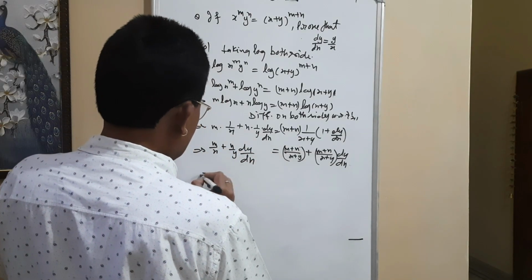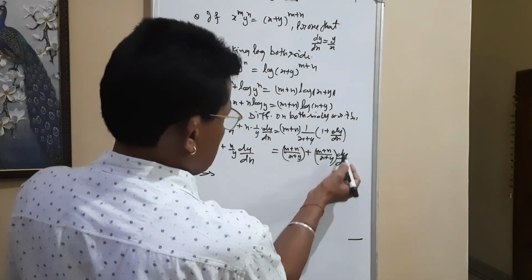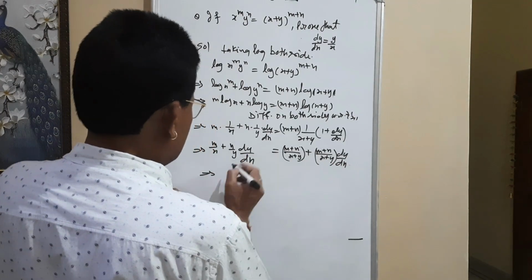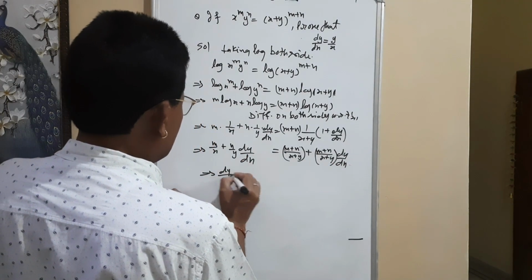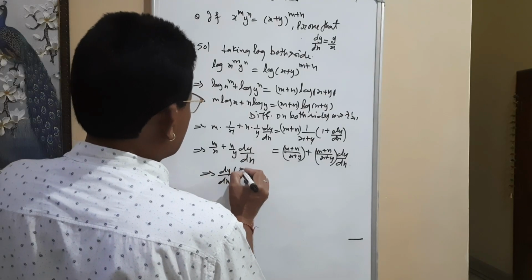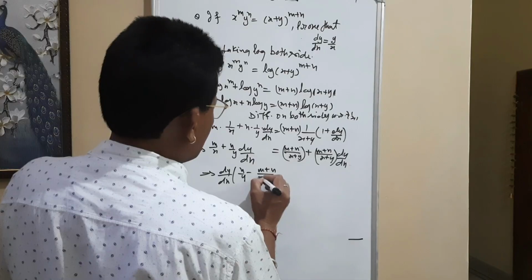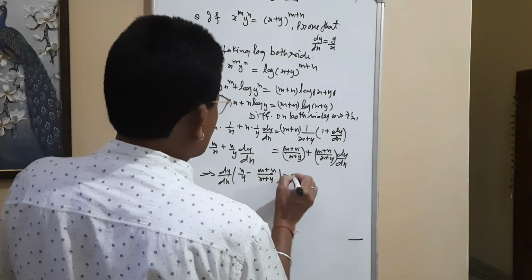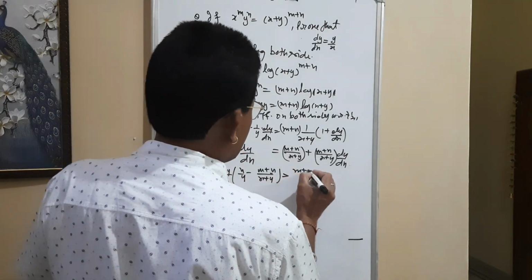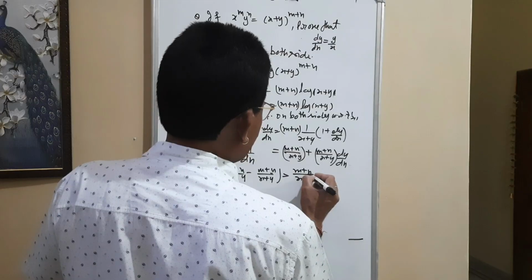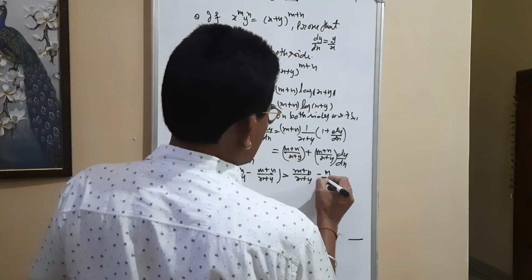My dear student, it is a little lengthy question. I will transpose it from the right side to the left side. It will be dy upon dx, which I have taken common, that will be (n upon y minus (m plus n) upon (x plus y)). It will be equal to, I will take (m plus n) upon (x plus y) minus m upon x.